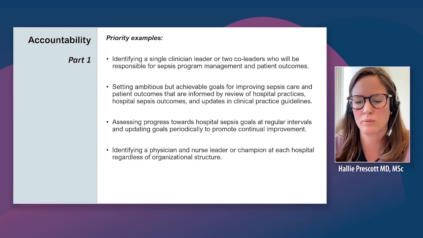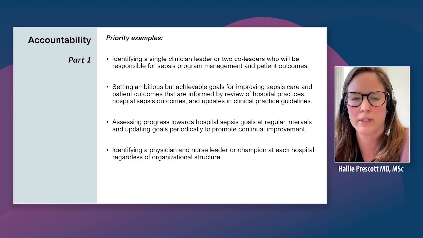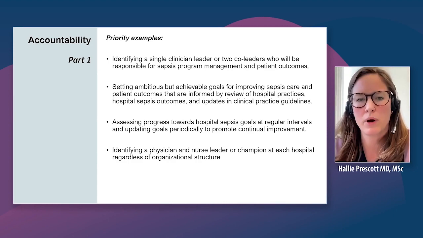Ideally, these goals should be specific, measurable, achievable, relevant, and time-bounded. The next priority example is assessing progress towards the hospital sepsis goals at regular intervals, such as annually, and updating those goals periodically to promote continual improvement in the hospital.